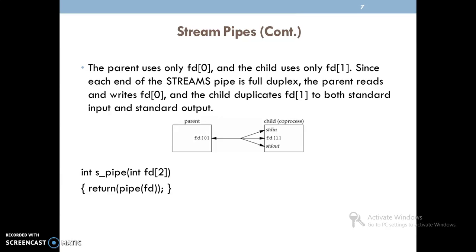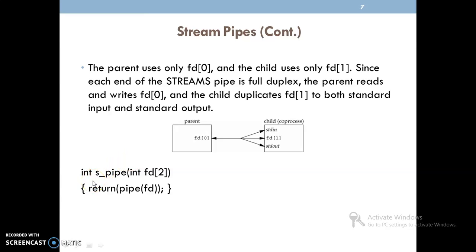And next, the child duplicates FD1 to both standard input and standard output. That is nothing but one end is taken as standard input and one end is taken as standard output. This mechanism we can call a filter, or sometimes a coprocessor here. We can observe in the diagram that FD0, the parent's end, is acting as both read and write, performing read as well as write here.